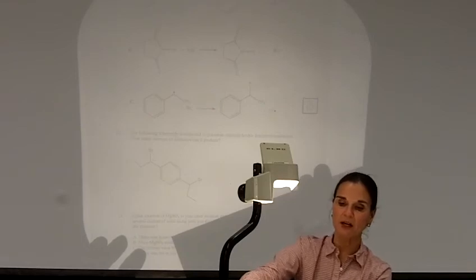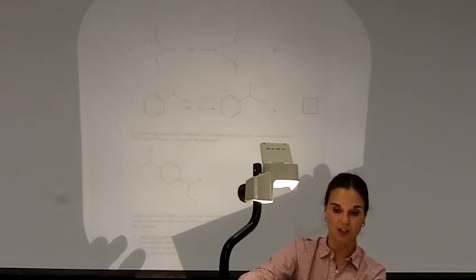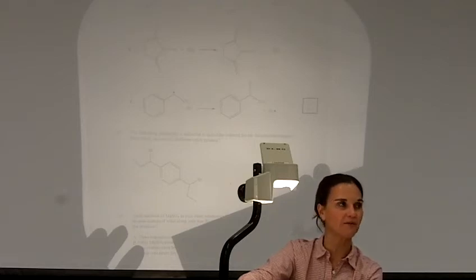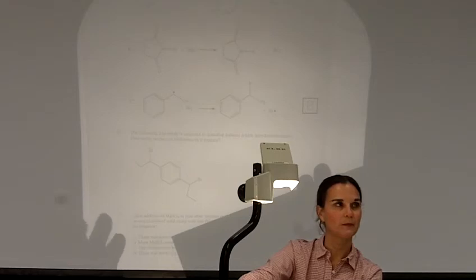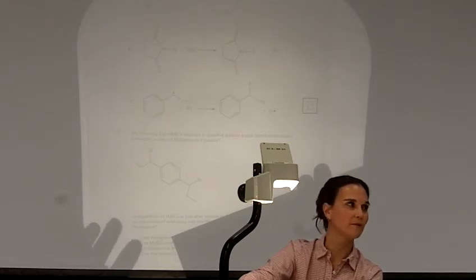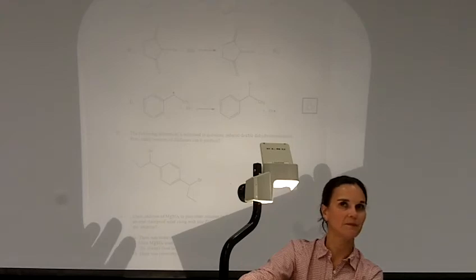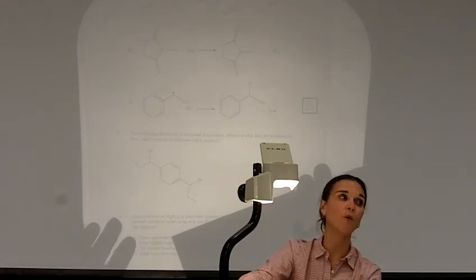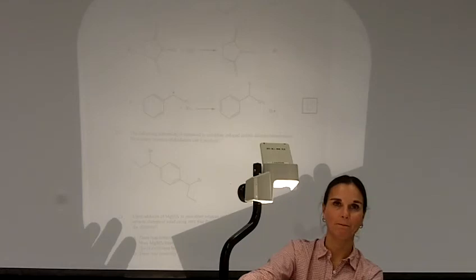Okay. The following dibromide is subjected to quinoline-induced double dehydrobromination. How many isomers of dialkenes can it produce? Thoughts on that one? It's not one. I'll give you that hint.